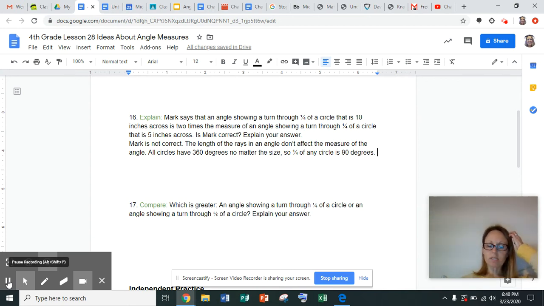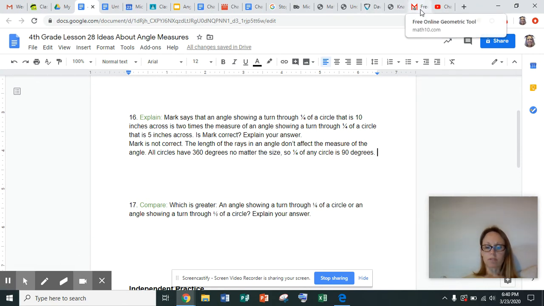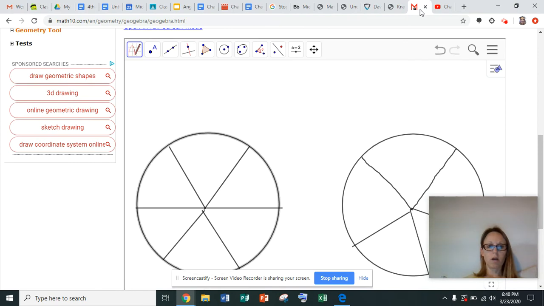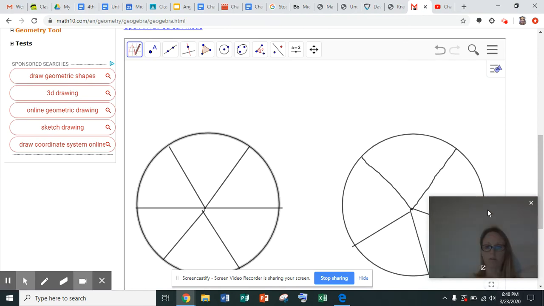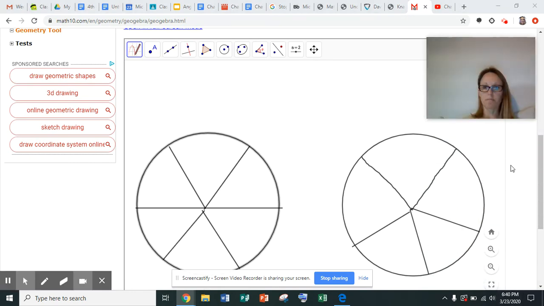So number 17 of the guided practice, which is greater? An angle showing a turn through 1/6 of a circle or an angle showing a turn through 1/5 of a circle? Explain your answer. So again, I found something and I drew, so I'm sharing this with you. I'm gonna try to move my picture. Please disregard my drawing. It's not perfect.